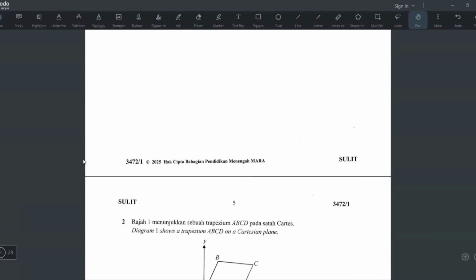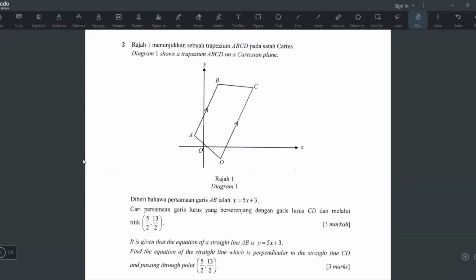Alright, that's all. Number 2, what chapter is this? It looks like a coordinate geometry question. From Form 4, coordinate geometry is chapter 7 or 8? 7, I think. Yeah, 7.